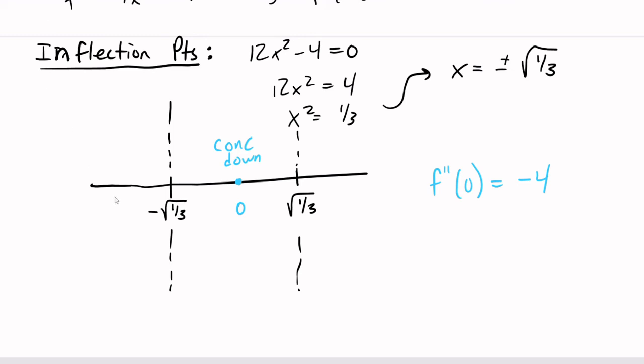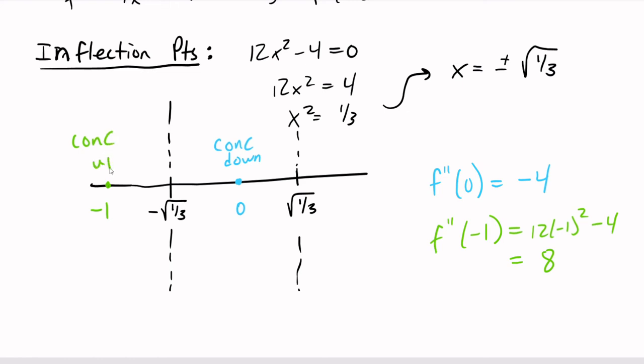All right, let's try another point over here. Now, negative square root of 1/3, you might be like, oh, what's that number going to be? It's small. You can plug it in your calculator to check. But let's just plug in negative 1 because that's going to be more to the left than negative square root of 1/3. So f double prime of negative 1 is 12 times negative 1 squared minus 4. Again, you just need positive or negative, but we'll just do it out. That becomes a 1, so this is 8. So this whole region is concave up.